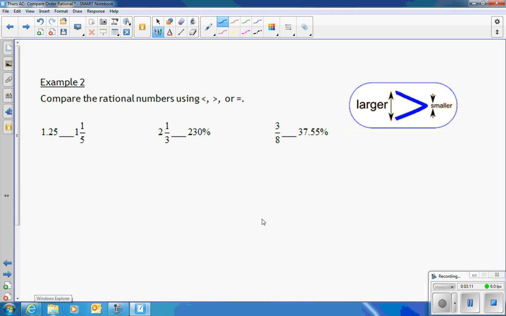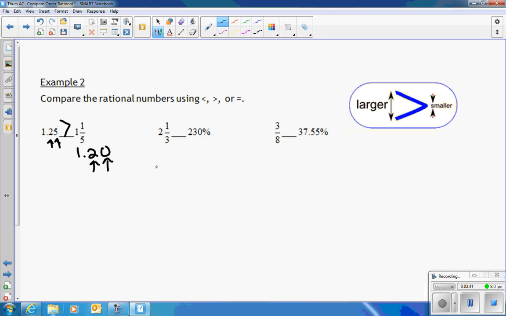When we compare, we're going to be using our less than, greater than, or equal symbols. So when we look at this, this is 1.2. I know that because I've memorized my benchmark fractions. So always look at your decimal places. That's a 2, that's a 2, so they're the same. That's a 5. This is technically a 0, which means 1.25 is greater than 1 1/5.